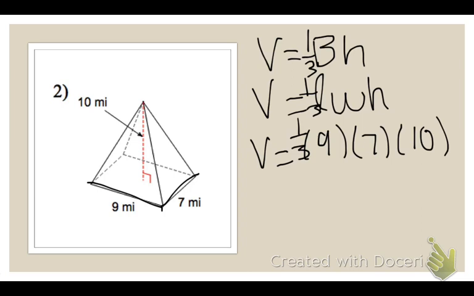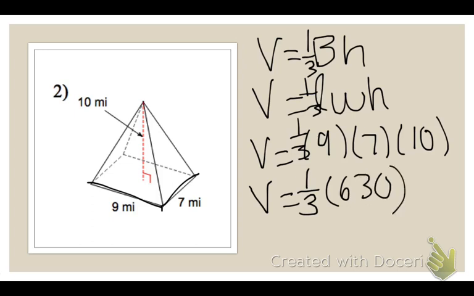So if you don't remember what's the base, what's the length, width, and height, that's okay. You just see three numbers, and you should be able to do it. So volume equals 1/3, and then 9 times 7 times 10 is 630. I'm going to divide that by 3, and I'm going to get volume equals 210 miles cubed.